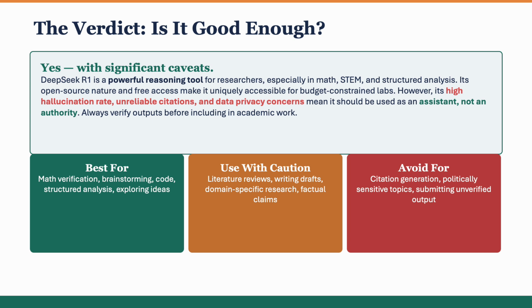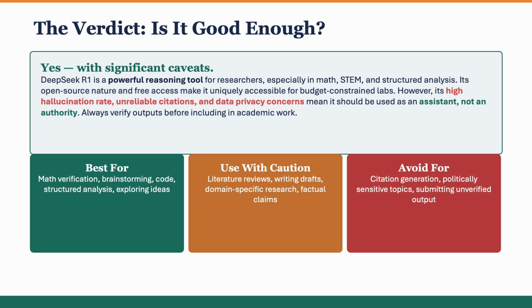The benchmark data from the DeepSeek R1 paper on arXiv, paper number 2501.12948, showing 97.3% on Math 500 and 79.8% on AIME 2024, speaks for itself. These scores are competitive with or better than OpenAI's O1 model. Always verify its citations and factual claims against primary sources.